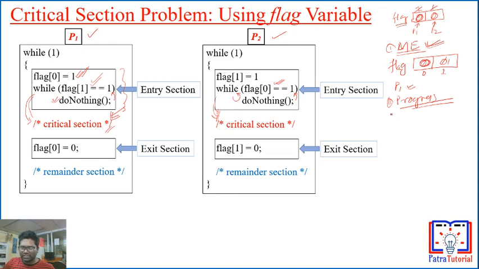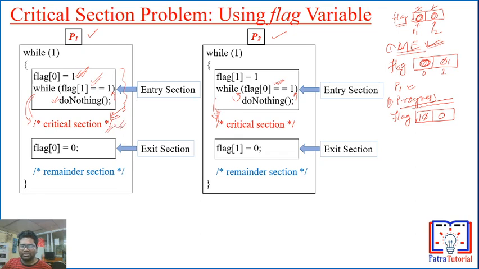So now suppose this is my flag again. Initially both are 0. Now P1 starts, and it updates the value of flag of 0 to 1. Then the second line, while flag of 1 is equal to 1, this is 0 right now, so this is not satisfied, so it gets into the critical section and executes there.